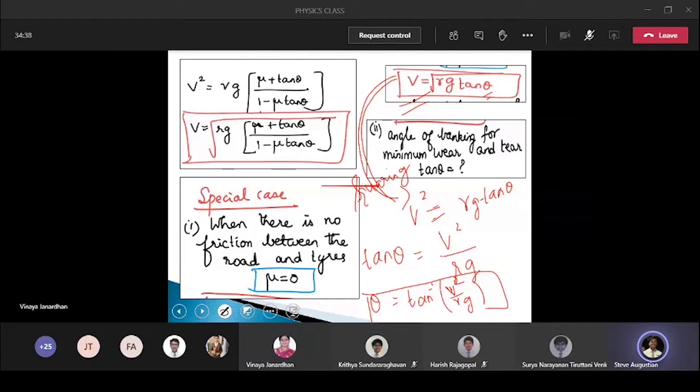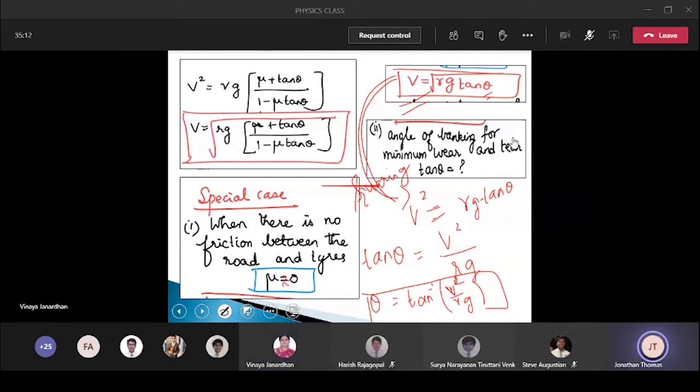Ma'am, but mu is equal to 0 is a utopian case, right? Is it possible for friction to be 0? No, boys, you cannot have a hypothetical condition. If I take it approximately 0, it cannot be exactly 0. I can take it approximately 0, then I can go for the velocity. If that is the case, then what should be the angle of inclination?